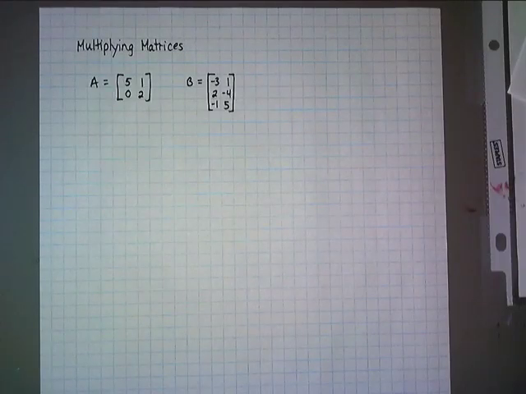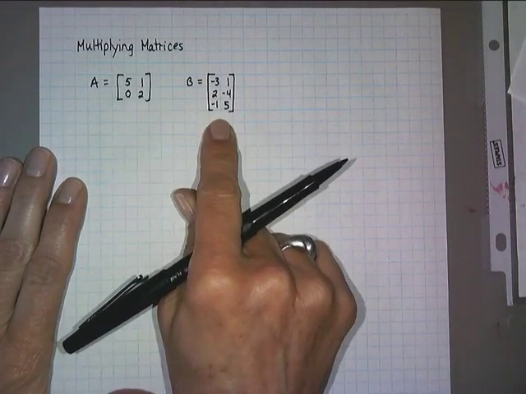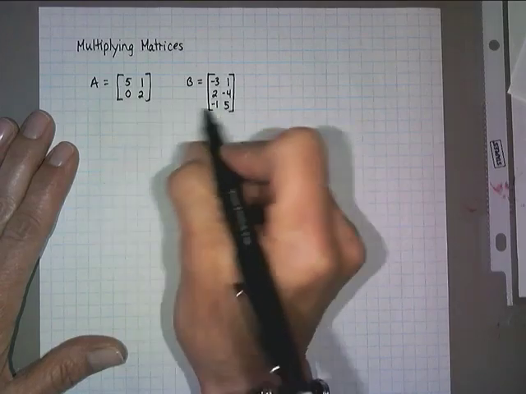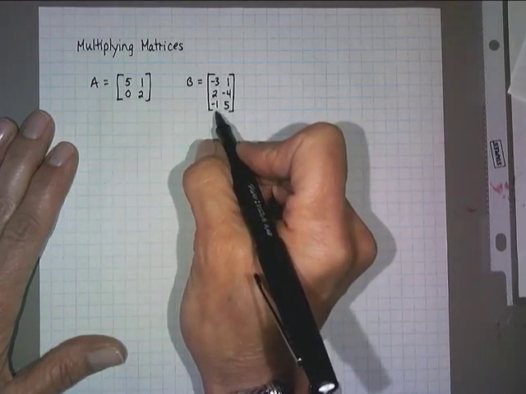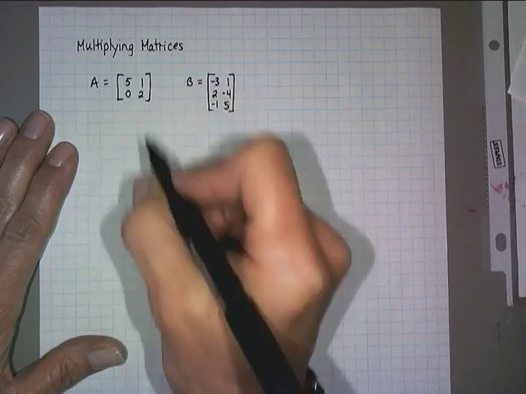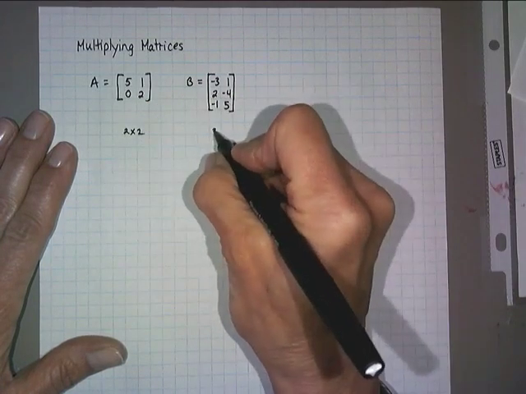Video, I'm going to show you an example of how you multiply matrices. All right, I've got two matrices to work with, and I'm going to remind you that the first thing you have to think about is, do the matrices have dimensions that are compatible to each other? Here's what I mean. Matrix A has dimensions 2 by 2. Matrix B is a 3 by 2.